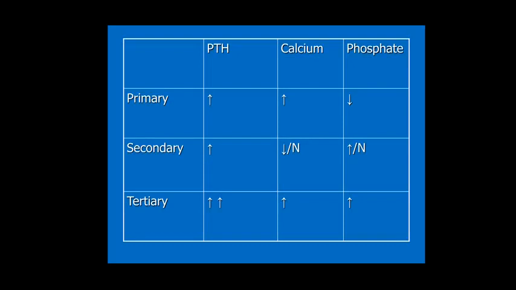So these are some of the common things. In primary hyperparathyroidism, the serum parathyroid hormone and serum calcium are elevated. In all three forms of hyperparathyroidism, the serum parathyroid hormone level is elevated. In primary and tertiary, the serum calcium levels are elevated, while in secondary type, it's either normal or decreased.